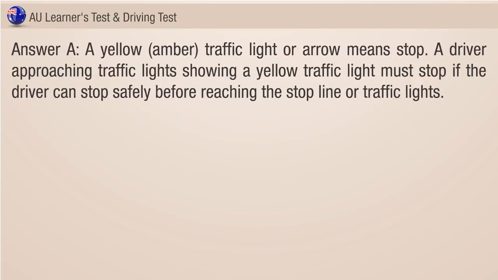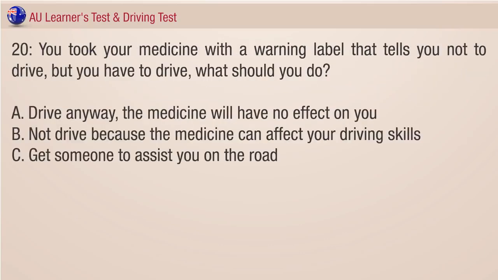Answer A. A yellow amber traffic light or arrow means stop. A driver approaching traffic lights showing a yellow traffic light must stop if the driver can stop safely before reaching the stop line or traffic lights. Question 20. You took your medicine with a warning label that tells you not to drive, but you have to drive. What should you do? A. Drive anyway, the medicine will have no effect on you. B. Not drive because the medicine can affect your driving skills. C. Get someone to assist you on the road.